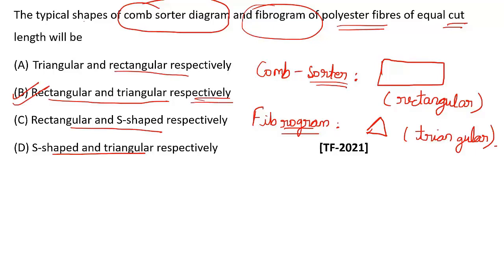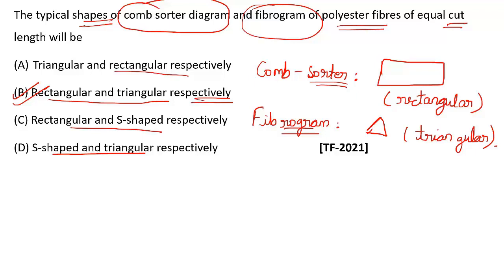So it is a direct question on typical shapes of comb sorter. In this comb sorter diagram, two things are important. Many times numerical questions are also asked from the comb sorter diagram. The dispersion length and the mean length questions are also asked, and the diagram itself is important. What is the mean length, what is the 50% span length, and so on. These kinds of things are also important. The uniformity ratio in case of cotton fibers is equal to 50% span length upon 2.5% span length. So just focus on these things also.